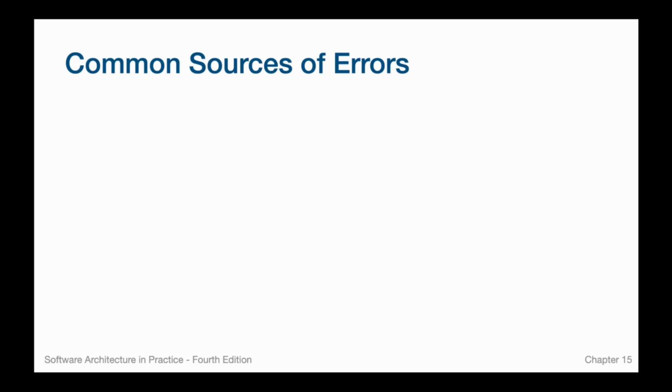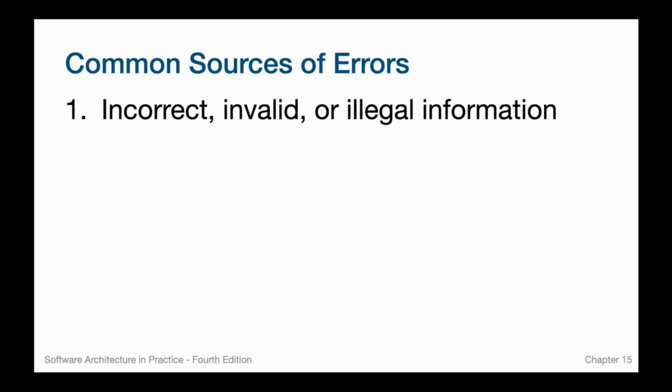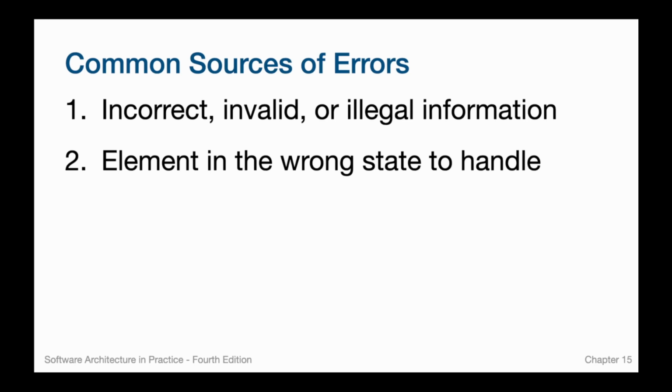We've got a few different sources of errors to be considering. We have incorrect, invalid, or illegal information. For example, calling an operation with a null value parameter when that value should not be null. We could have an element that is in the wrong state for handling the request, where an element might have entered an improper state due to some earlier action, or maybe a lack of a previous action on the part of the same or another actor. For some reason, it's in the wrong state.